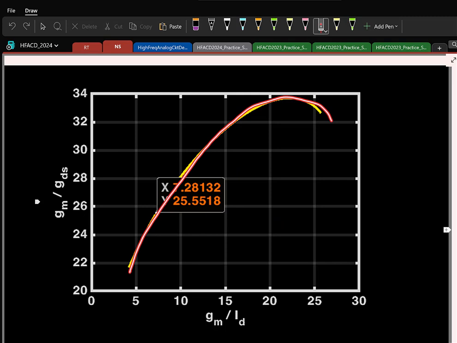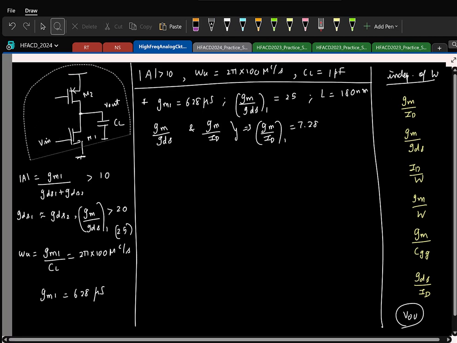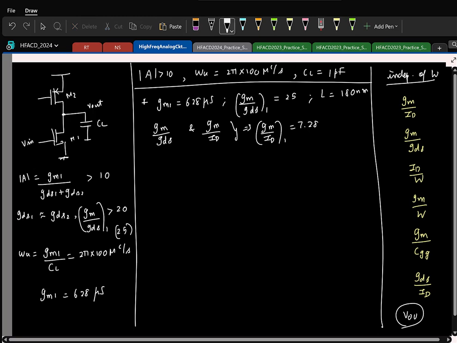So I'm showing only the minimum length plot, GM by GDS versus GM by ID. I've chosen 25 as the gain. That gives GM by ID as 7.28. Let me write it here directly: GM by ID is 7.28, and I assume that the length is minimum. The example PDK I chose was 180 nanometer, and to give you more info, the supply is 1.8 volts.